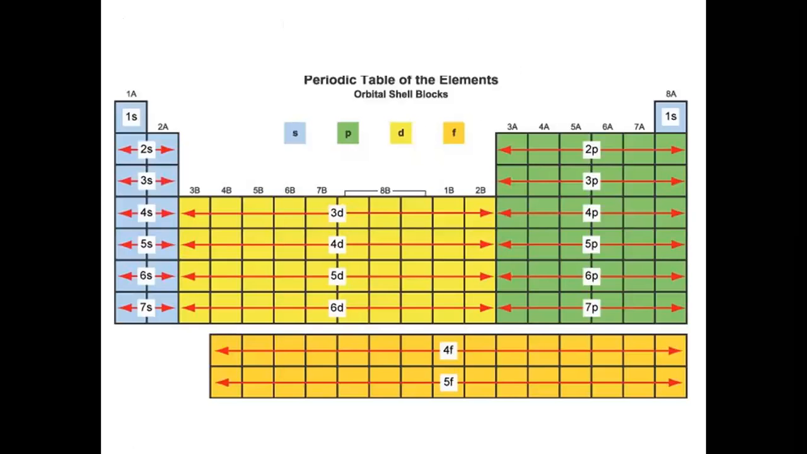The second classification of the elements is according to their blocks, and we call them orbital shell blocks. As you have a look at these blocks, there are 4 different blocks as shown by the different colors. This is called S block, this is called D block, this is called P block, and this is called F block. So F blocks are present in the periodic table. So this is the second classification of the elements according to their blocks, and there are 4 blocks: S, P, D, and F blocks.